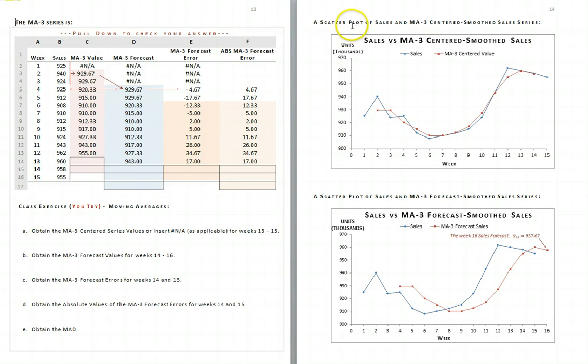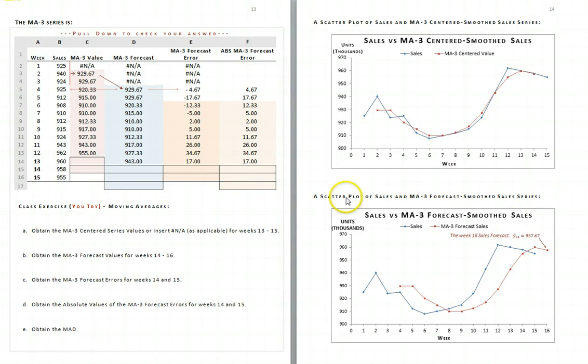Here is a simultaneous scatter plot of the actual unit sales data in blue and the MA3 centered smooth series values in red. Note that the smoothed series values change more slowly from week to week than do the actual series values. Note also that the smooth series does not have a value corresponding to the first period and does not have a value corresponding to the 15th period. Two series values are lost.